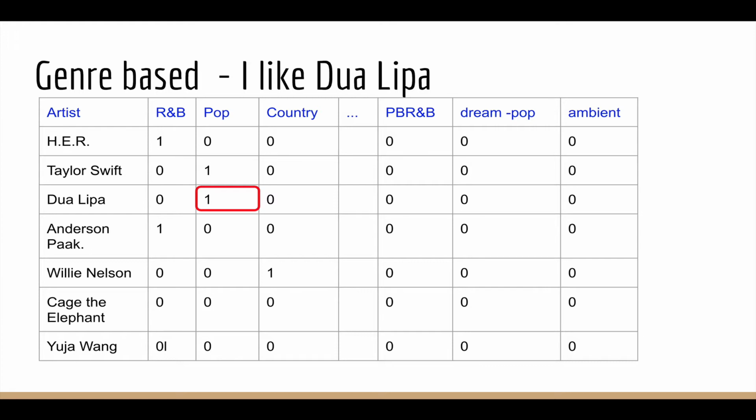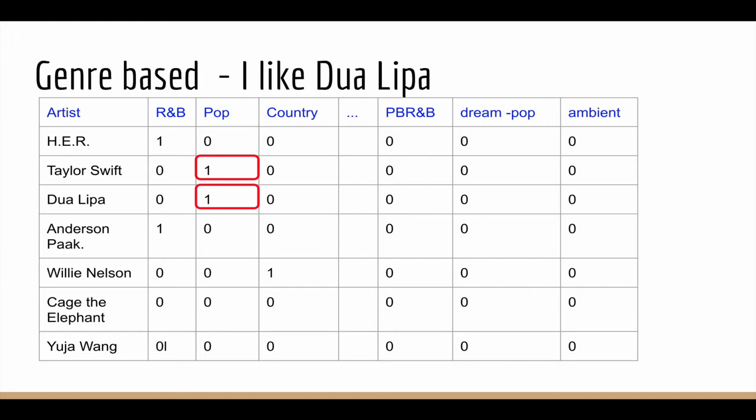And we may recommend other pop artists. So we kind of do a mental calculation. Dua Lipa is a genre, and we make recommendations based on that genre. In this case, we'd recommend Taylor Swift, as if this person never heard of Taylor Swift before. But anyway, that's the basic idea.